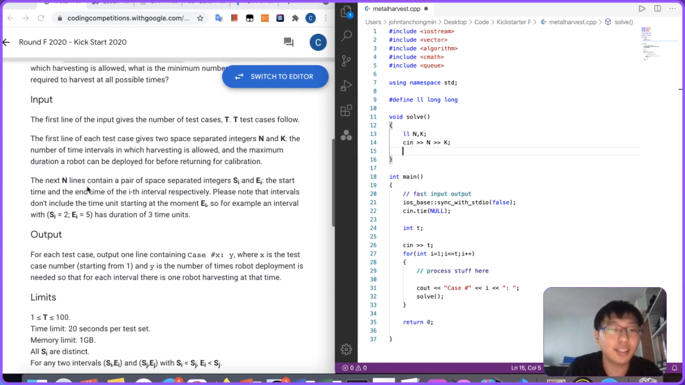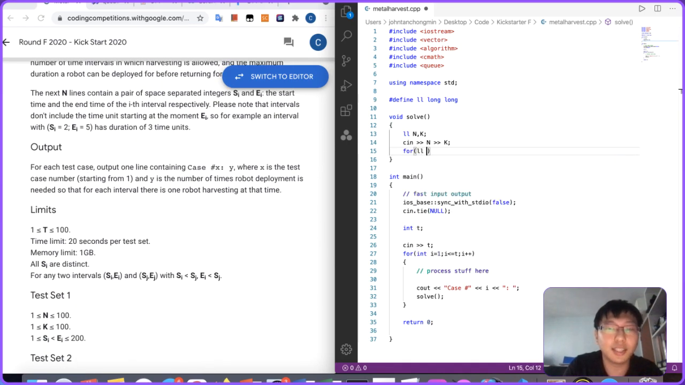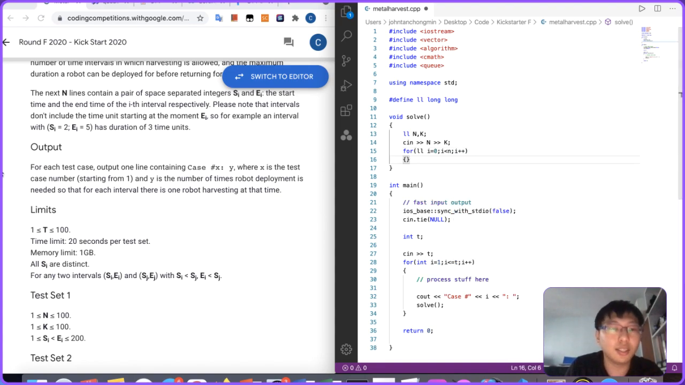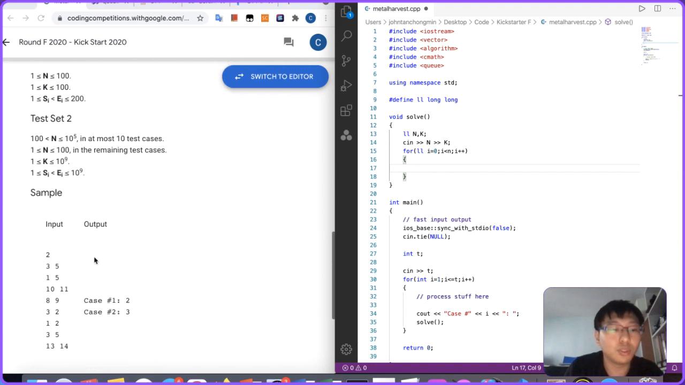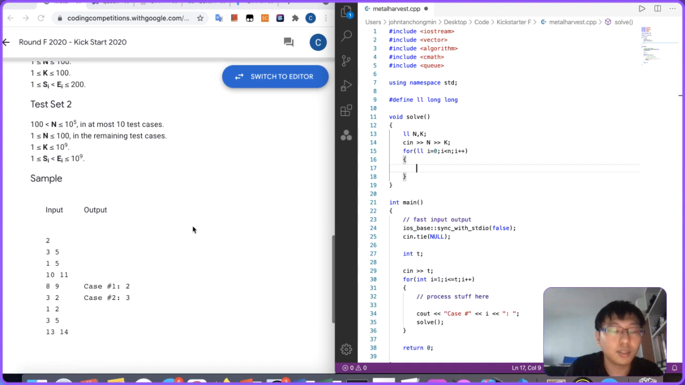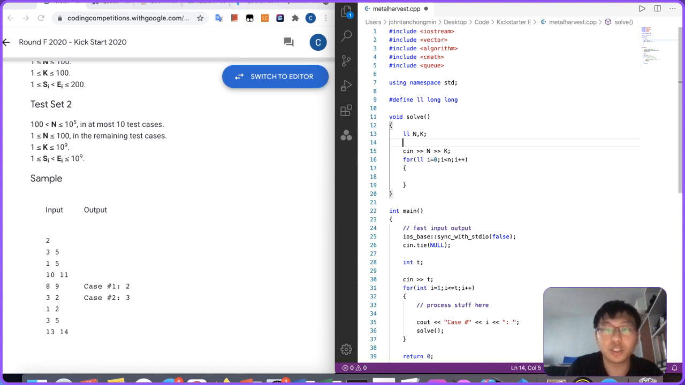N and k. The next n lines will be like that: for i equals 0, i smaller than n, i plus plus. The next n lines contain a pair of space-separated integers s and e, the start time and the end time of the ith interval. So this will be like 2, 3, 5, containing three lines of intervals. Maybe we need a structure to store it, so we store it as a pair, and we store it as a vector of these pairs, and we call it robots.